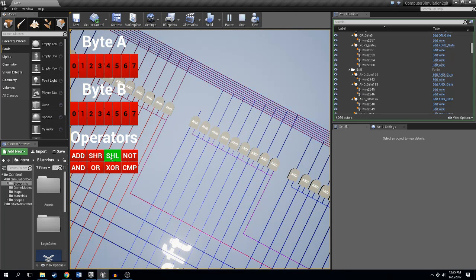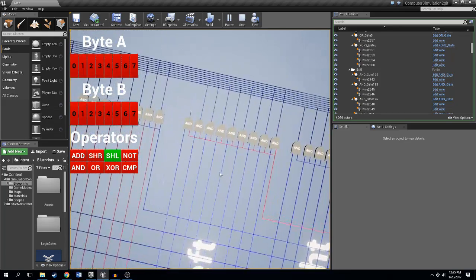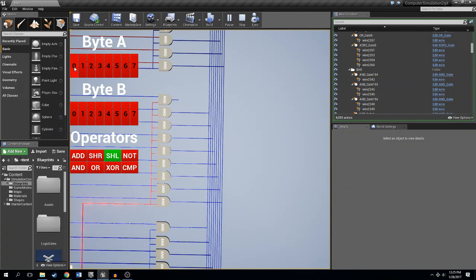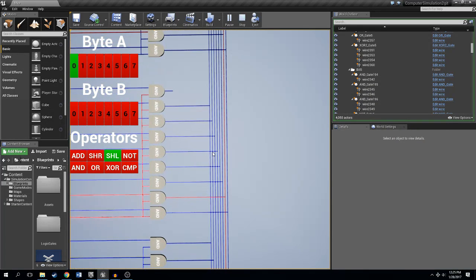So let me go ahead and click that shift left. Right now we're all at zeros. But notice what happens if I turn on bit 0 of byte A. We see that the second bit gets turned on, and that's because we bumped it up 1.